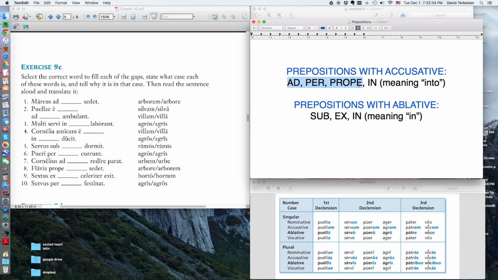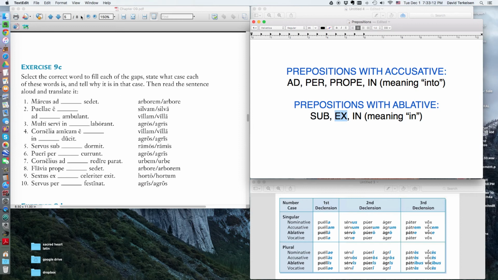So these four prepositions that you've seen go with the accusative. Ad means to or toward, or sometimes at, as we'll see here in a second. Per is through, sometimes along, but very often through. Prope is near, and in only when it means into does it take the accusative case. In, when it means in, like in the fields, is followed by a word in the ablative case, along with sub, which is under, and ex, which is out of.